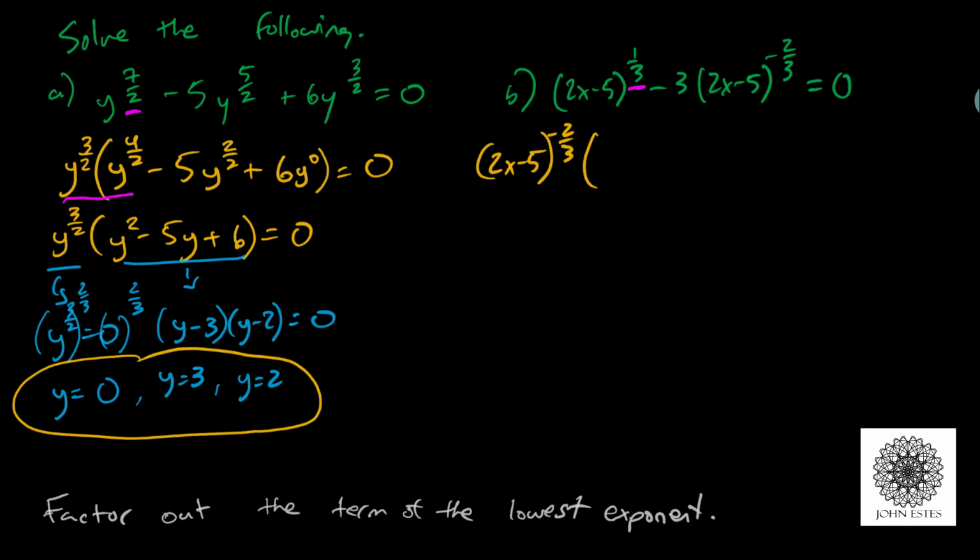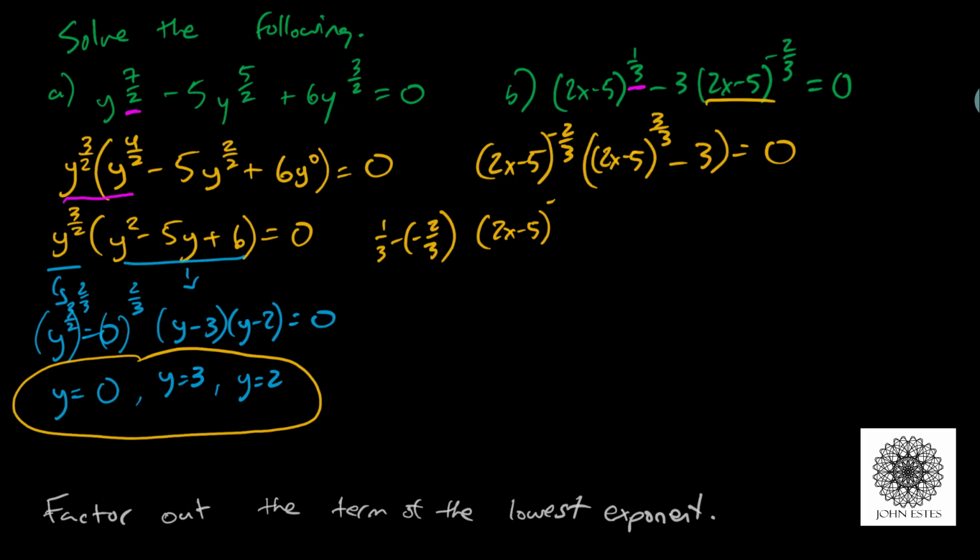So 1/3 minus a -2/3 becomes 3/3, so we have 2x minus 5 to the 3/3. On the other side, I took out all this, so I have just a -3 equals 0. Okay, so simplifying it, I have 2x minus 5 to the -2/3 power times 2x minus 5 to the 1 power minus 3. So that's going to give me an 8 there.